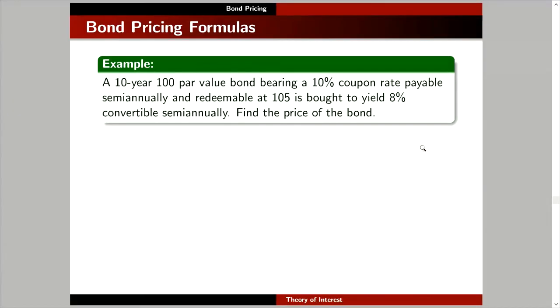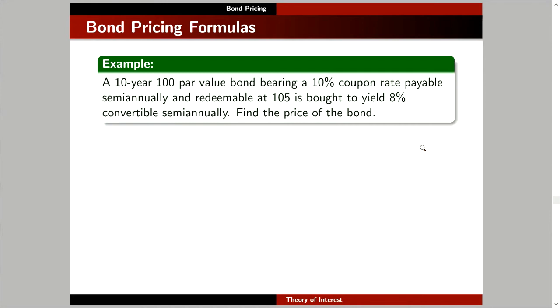Okay, let's have some examples. So here, we have a 10-year bond. A 10-year, 100 par value bond bearing a 10% coupon rate payable semi-annually. And the bond is redeemable at 105. And it is bought to yield 8% convertible semi-annually. Find the price of the bond.